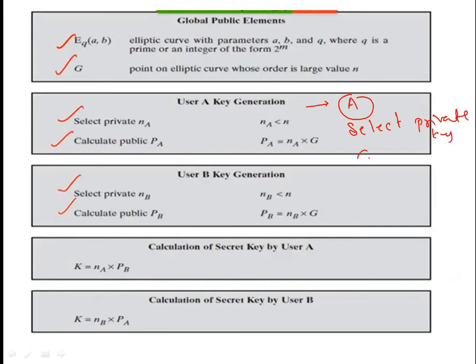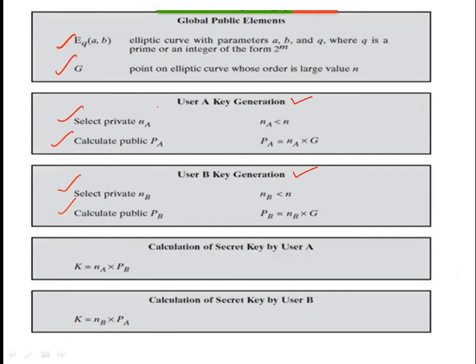And calculate the public key. So same thing at user B also. So this step is called key generation. So what we are doing? For user A also we are generating two keys, that is private key and public key. And for user B also we are generating two keys. One is private key, another one is public key.